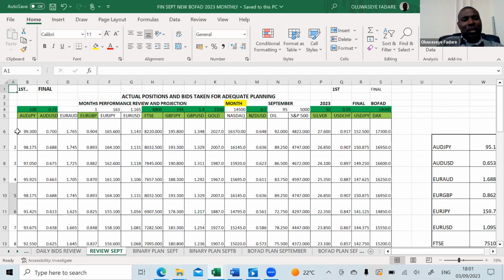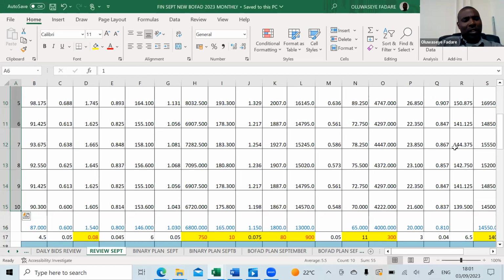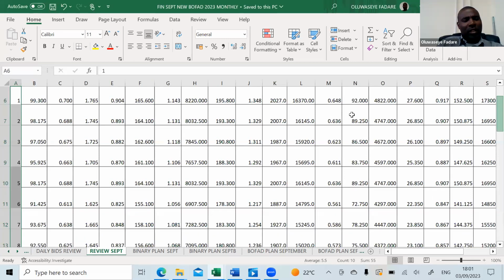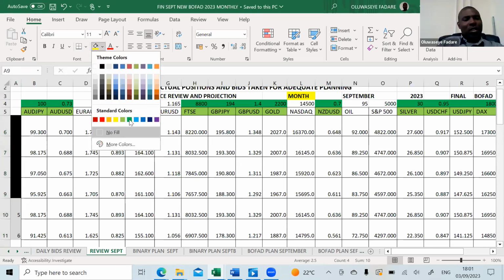The template is designed in such a way that you can see on this right side, let me expand so that you can see. We have 1 to 10 on the left side here. Now we have the products listed at the top. So from level 1 to 4, let me color it green because it shows potentials of a buy.